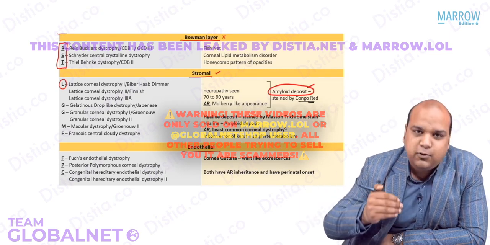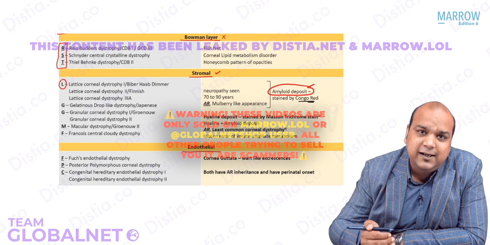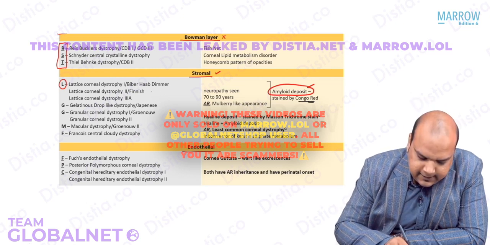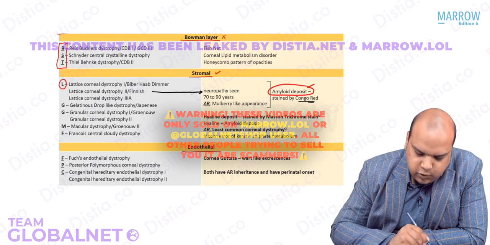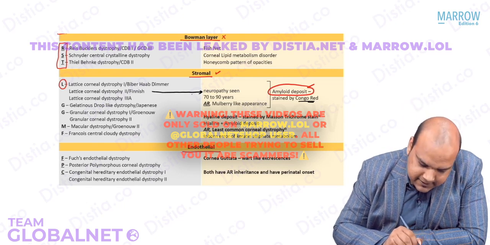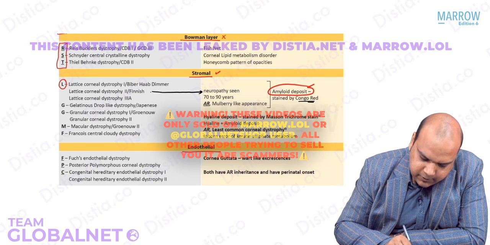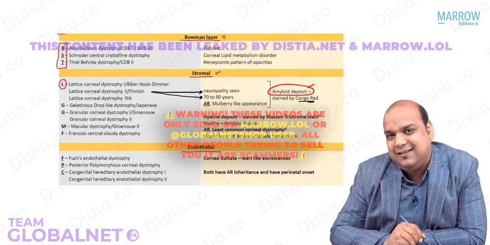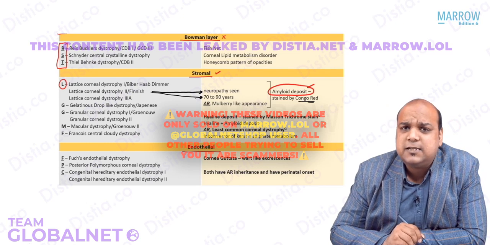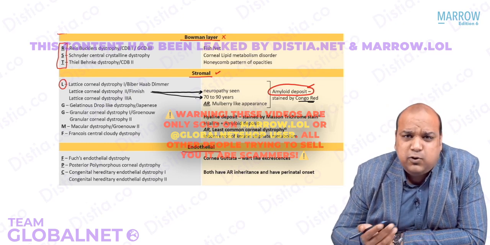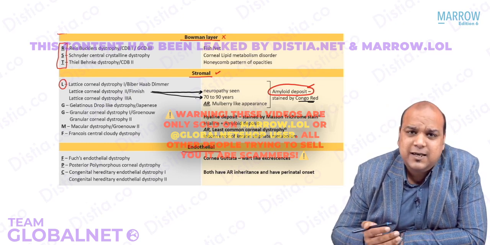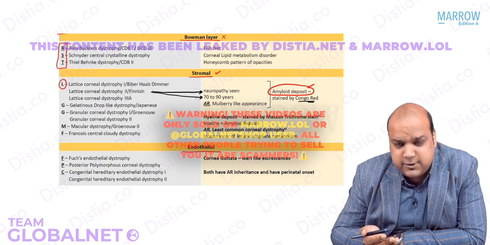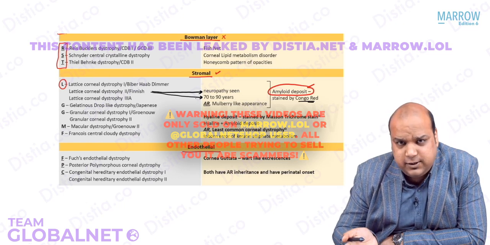Now, if we want to nitpick everybody, if we want to go into the details, what are the other questions which can be asked? Please remember that in lattice type 2A, neuropathy is seen. Please remember that lattice type 2 presents in the age group 70 to 90 years. Usually the age of presentation is first to second decade. So if they want to ask you a question which says which corneal dystrophy occurs in old age, then the answer will be lattice corneal dystrophy type 2, which is also known as Finnish corneal dystrophy.